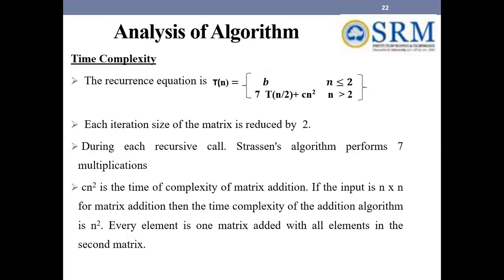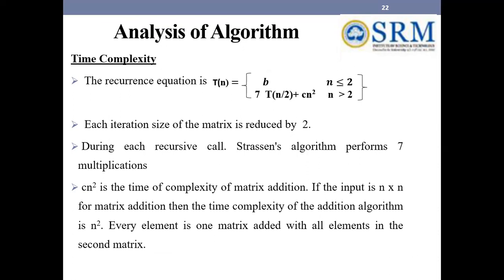And in the second case of time complexity analysis, we can write the recurrence equation: T of n is equal to b for n less than or equal to 2, and 7 into T of n by 2 plus Cn square. So we know 7 into T of n by 2: for each iteration, the number of multiplications is 7. And what is Cn square? This is the time taken for matrix addition. So we are adding M1 to M7. The algorithm performs matrix additions. In this analysis, we are also taking the time complexity for matrix addition.